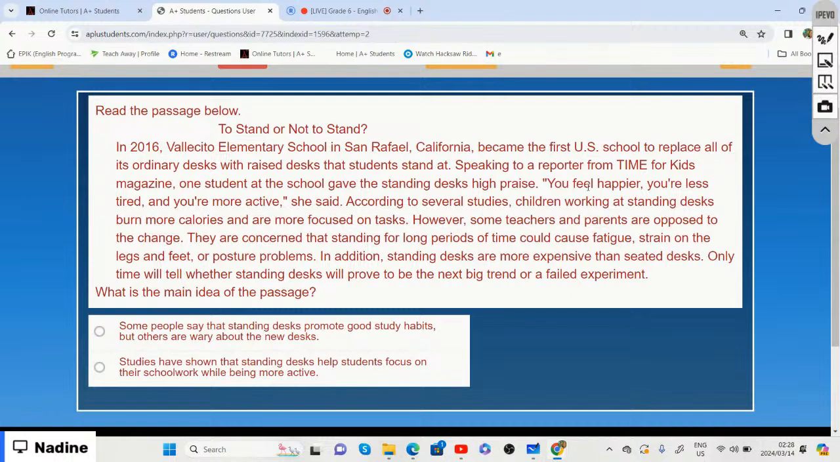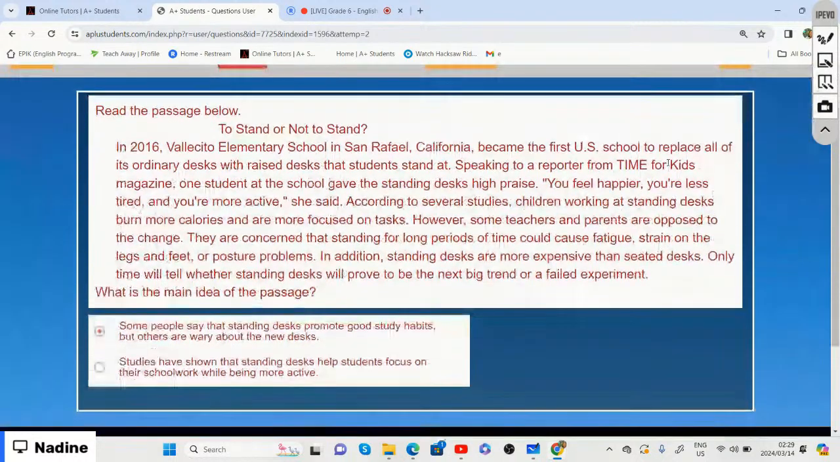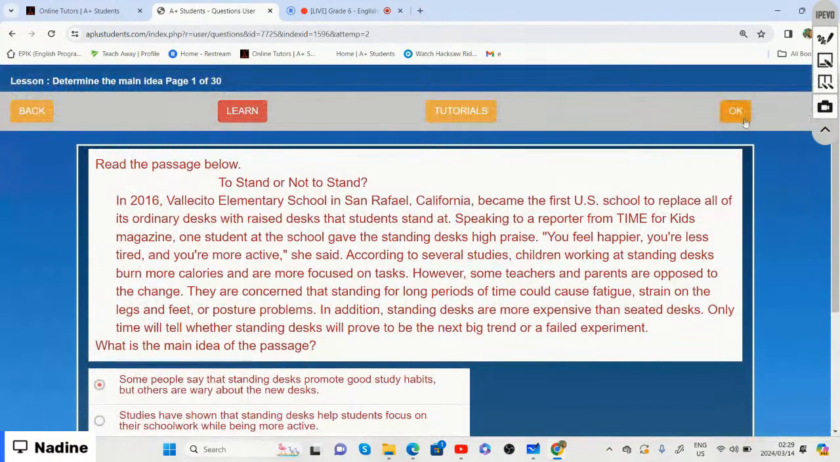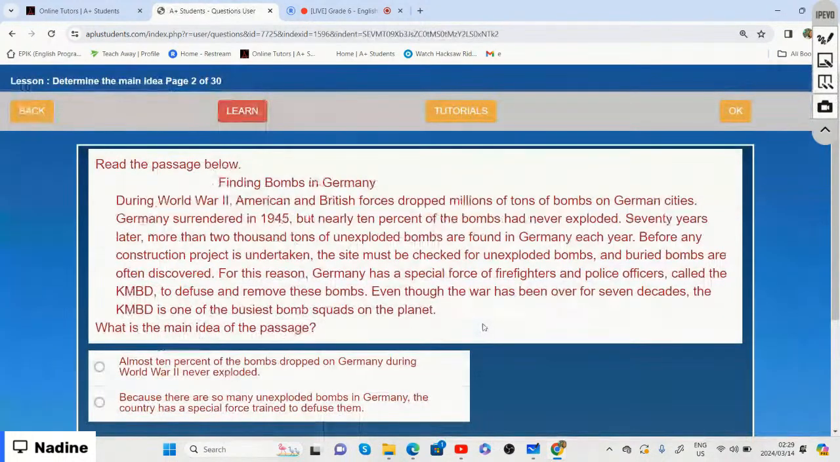All right, so if we select the correct option, let's choose option one. Because as much as it promotes good study habits, others are not okay with it. So that is correct. It promotes good and healthy habits. Well done. Option one is correct.